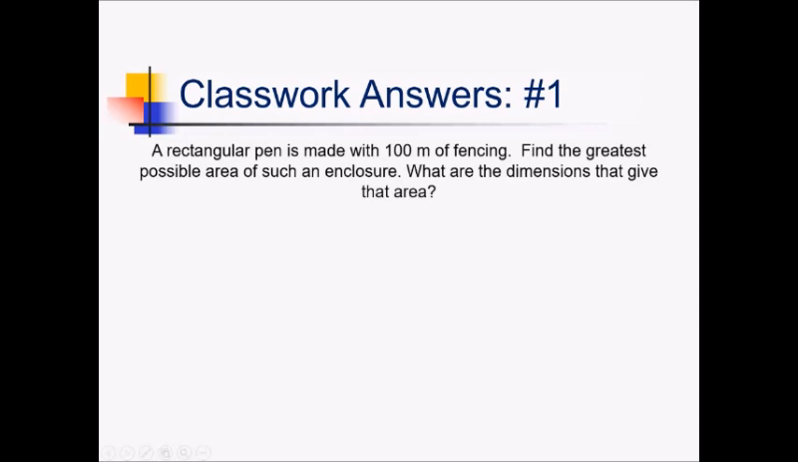For this problem, we have a rectangular pen made with 100 meters of fencing. We want the greatest area of such an enclosure and the dimensions that give us that area. All right, well, let's draw a picture here. So here's our pen, and we have to pick the sides of this. The sides that I have control over.